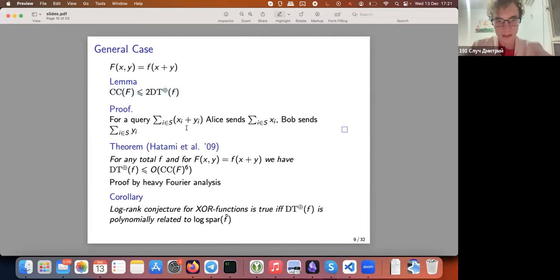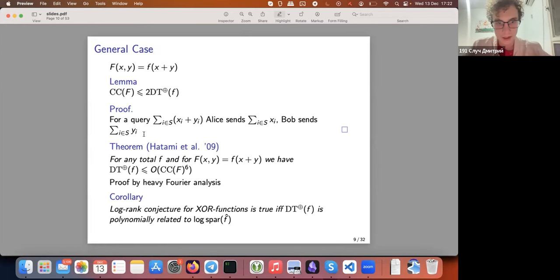So Alice, there is a subset that the tree queries, named S, and Alice calculates the parity over her input. Bob calculates parities over his input. They exchange the parities, and now they both know the parity of X plus Y over that subset, and because of that, they know which set they have to query next.